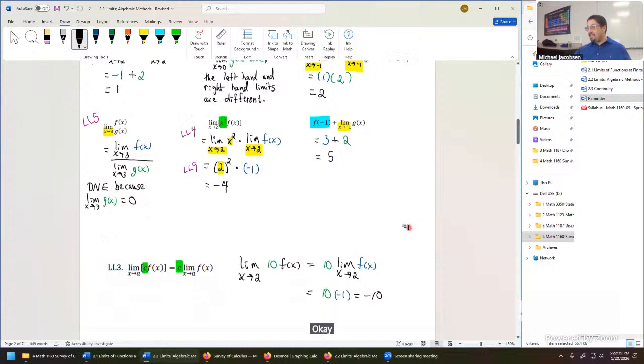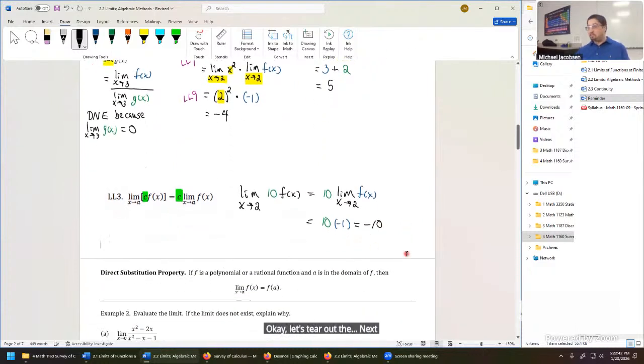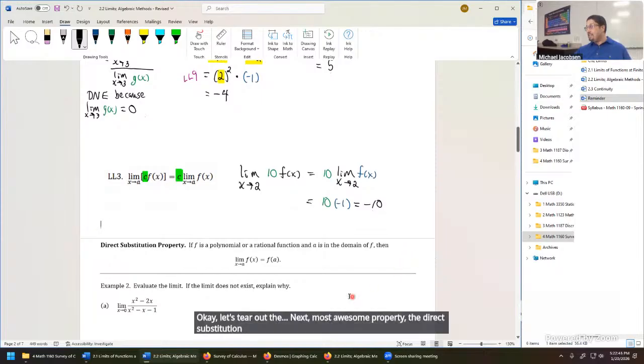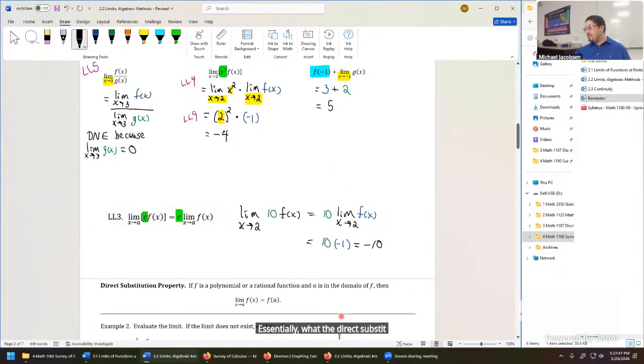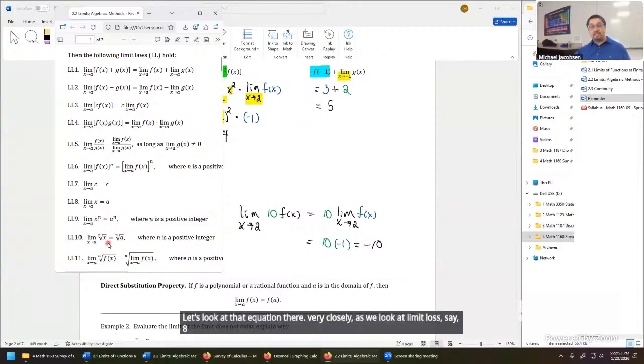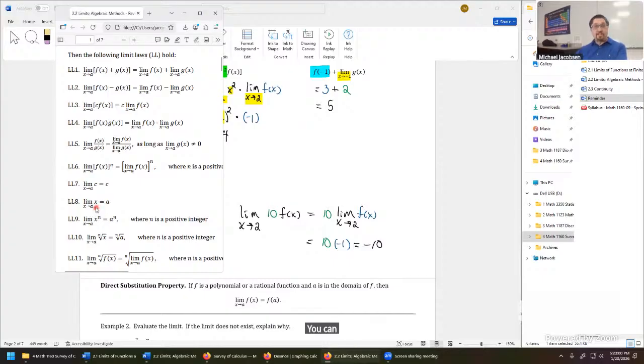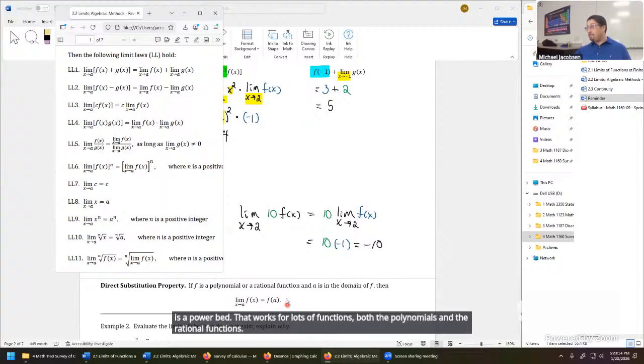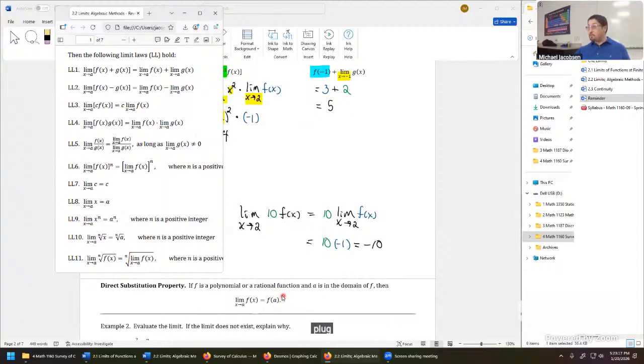Okay, let's try out the next most awesome property, the direct substitution property. Essentially what the direct substitution property is telling us is, let's look at that equation there very closely as we look at limit laws, say 8 or 9 or even 10. Limit laws 8, 9, and 10 are just saying you can plug in the value where x is heading towards. The limit as x tends towards a of x to the power of n is a to the power of n. That works for lots of functions, both the polynomials and the rational functions. As you tend towards a, all you have to do is plug in the value and get a result.